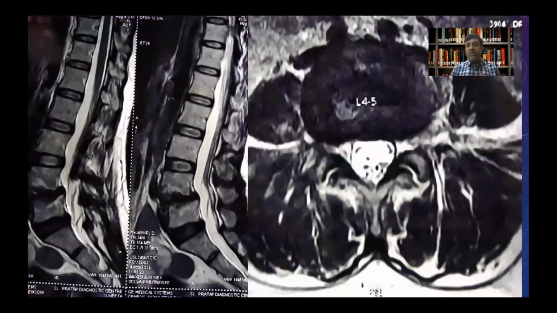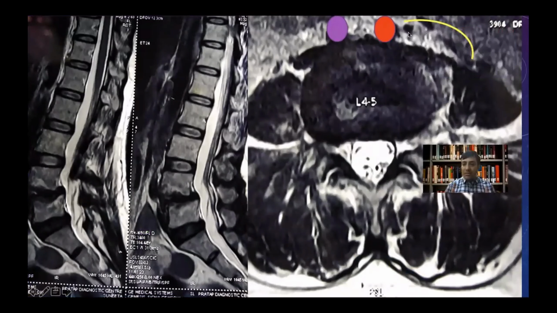I'm not going into the details of the preoperative evaluation. The important things to look at on the MRI are the aorta and the inferior vena cava. You need to see the distance between the aorta and the psoas muscle, and the distance should be at least 1 centimeter, so that you can work between these two regions, that is the aorta on one hand and the psoas muscle on the other.